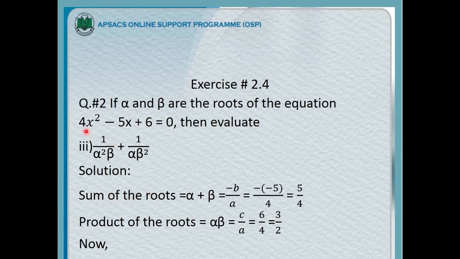In this given equation, we know that a is equal to 4, b is equal to minus 5, and c is equal to 6. So in order to find out the value of alpha plus beta, we will substitute values of a and b in this formula. So we get 5 upon 4 as alpha plus beta, and by putting values of a and c in this formula, we get alpha beta is equal to 3 upon 2.